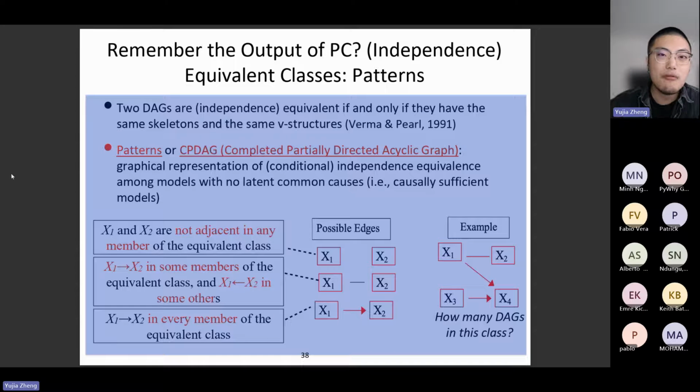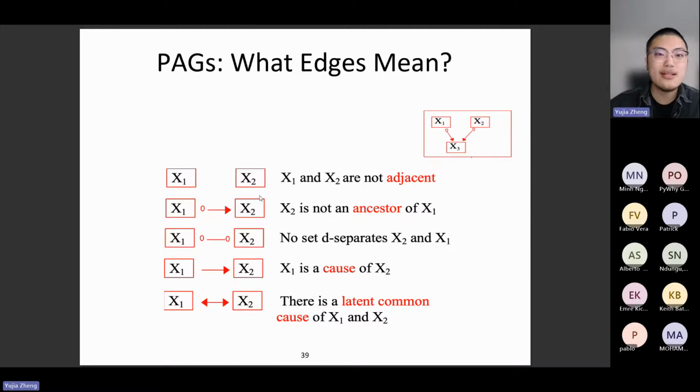As you may remember, the output of PC is not a DAG. It's just a CPDAG, which represents the Markov equivalence class. So we have these three types of possible edges. However, in the case with latent variables, there are more types of edges. So for the output, we call it a PAG, which means partially ancestral graph.